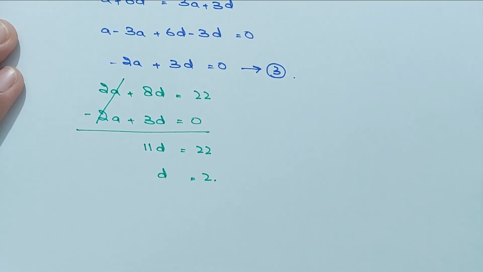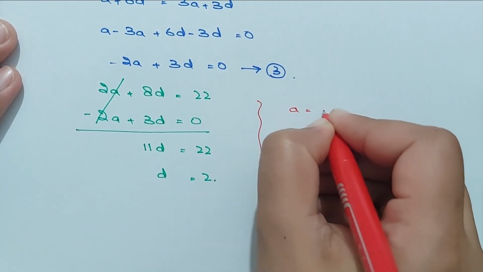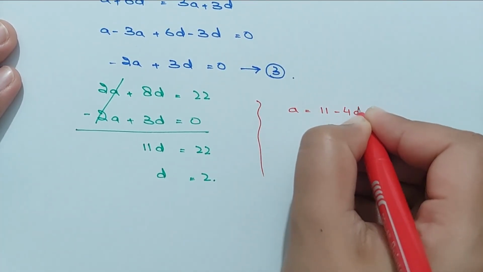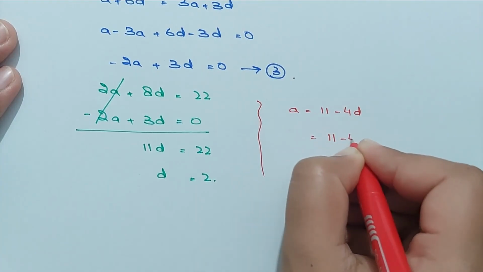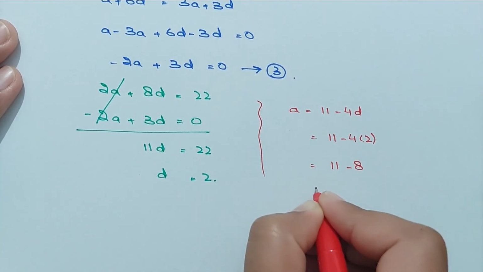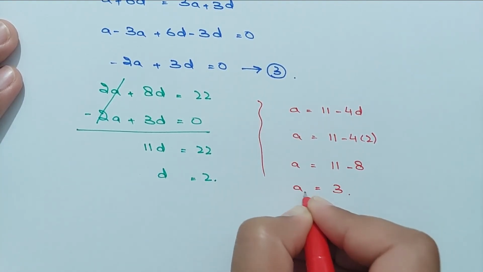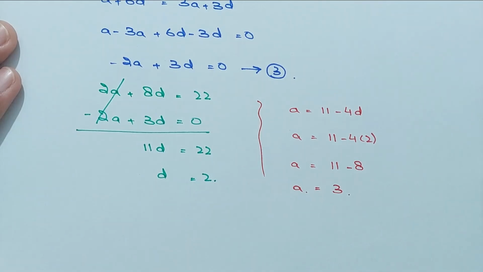Now substitute that d value into the first equation to solve for a. So a equals 11 minus 4d. 11 minus 4 times 2 is 8. 11 minus 8, so 3. So a equals 3 and d equals 2. The first term and the common difference.